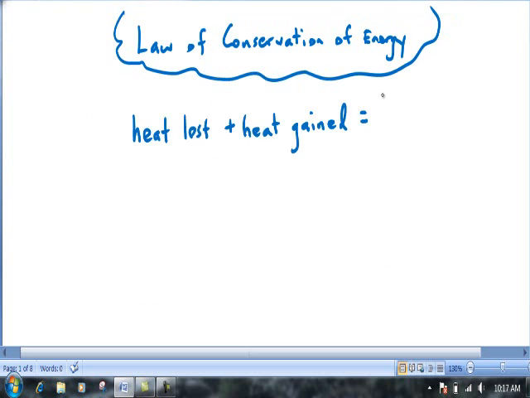Essentially what the law of conservation of energy will tell us is that heat lost plus heat gained will add up to equal 0. Somewhat of a common sense law, in that if something is losing heat, somehow, some way, somewhere, something else has to be gaining some heat. So however much heat is lost by something is equal to the amount of heat gained by another object.